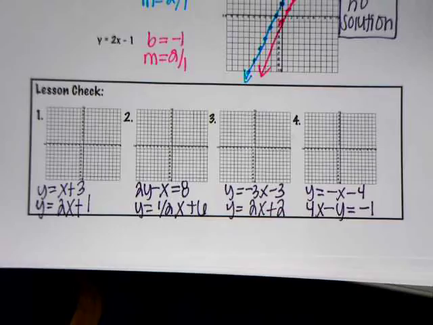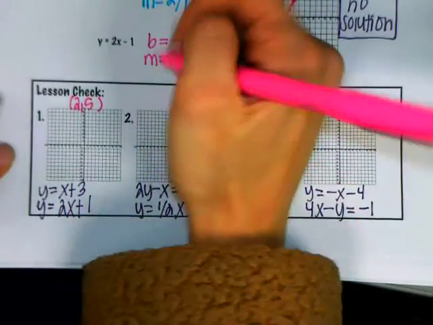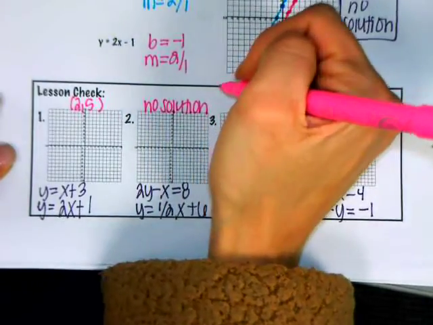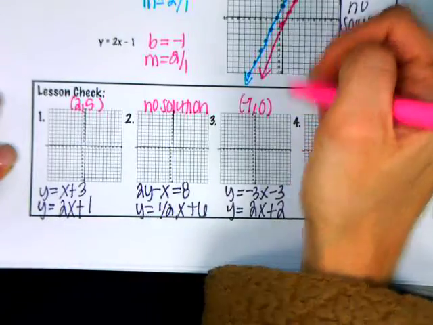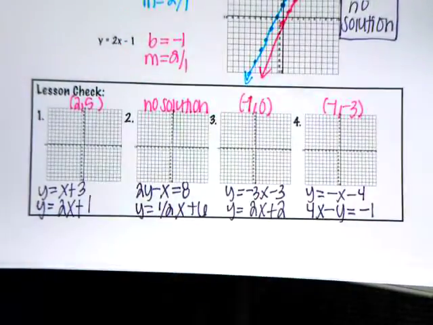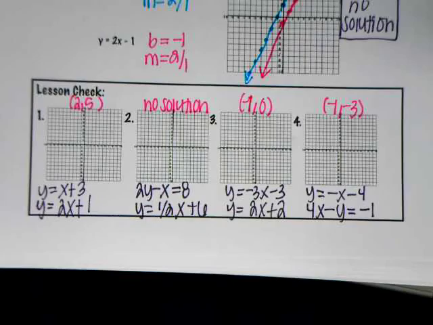Okay, I'm going to put answers up. All right, this one you should have 2, 5. This one's no solution. Negative 1, 0. And negative 1, negative 3. Any questions? No? Got it? Pretty easy. Okay, cool.